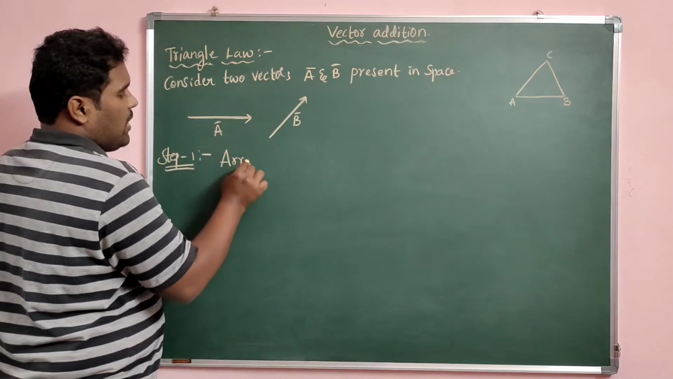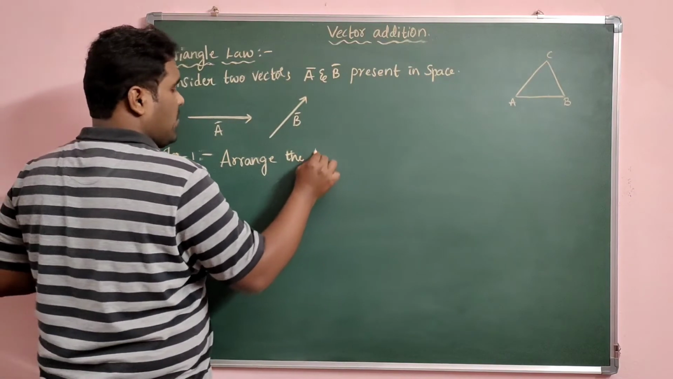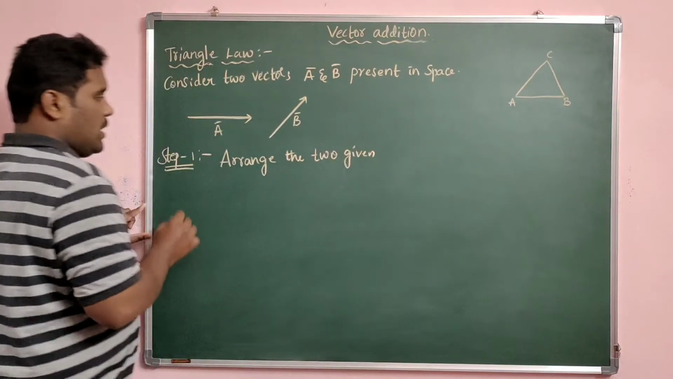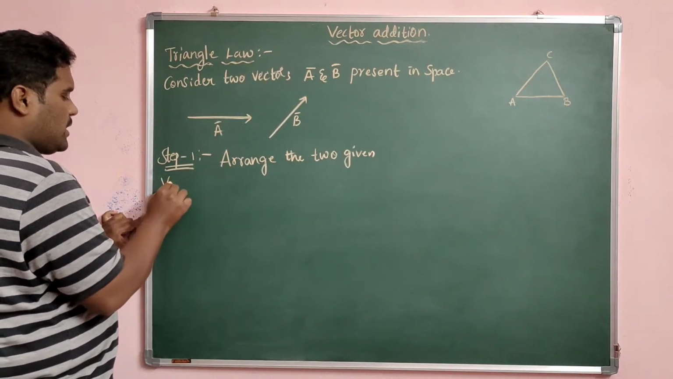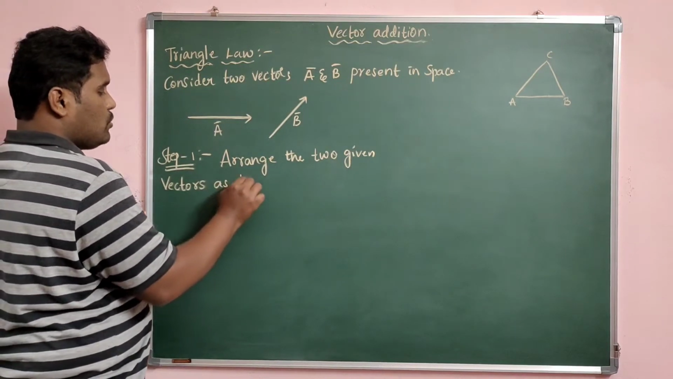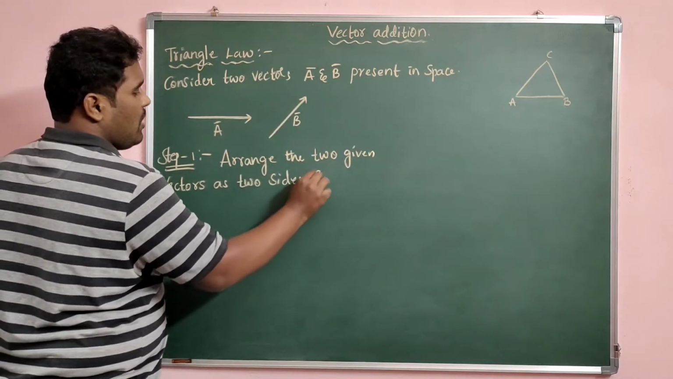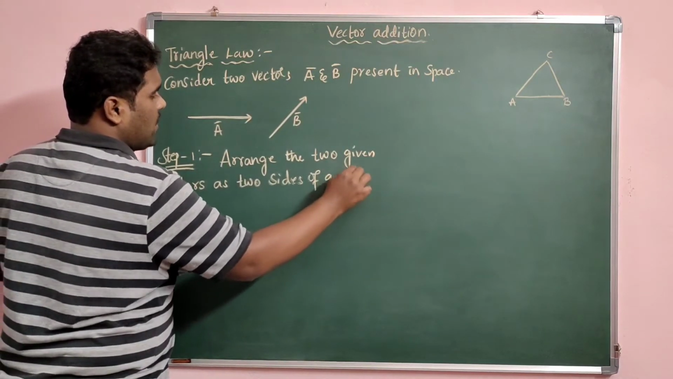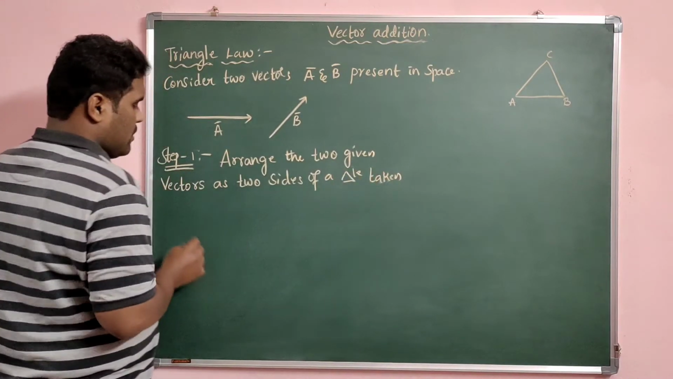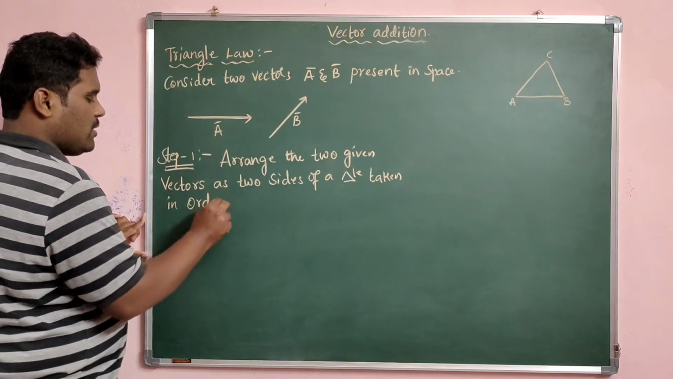Listen here. Arrange the two given vectors as two sides of a triangle taken in order. See here, it comes here.